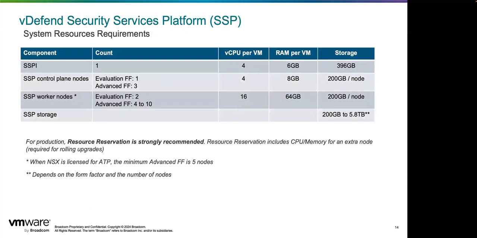So what does this look like from a resource perspective? Pretty straightforward. Your SSPI is 4 and 6. Your control planes are 4 and 8, and your worker nodes are 16 and 68 when it comes to your vCPU and RAM count. And you can read right here what the storage requirements are. You will need to make sure you have a license. We do like having resource reservations, strongly recommended to have.